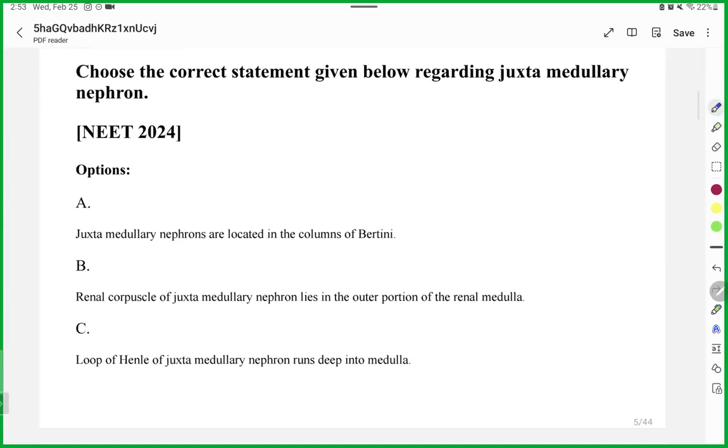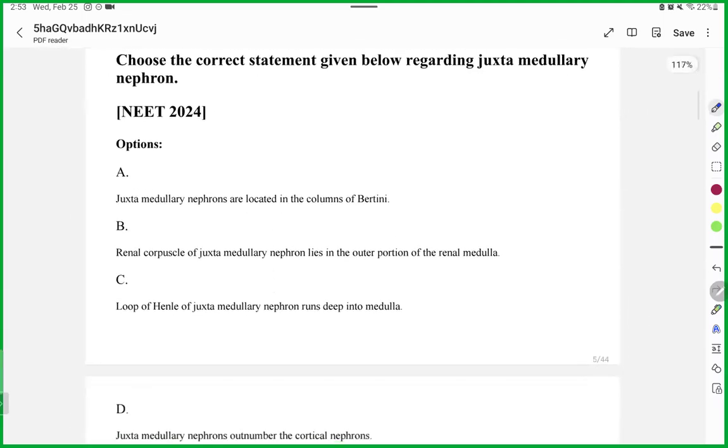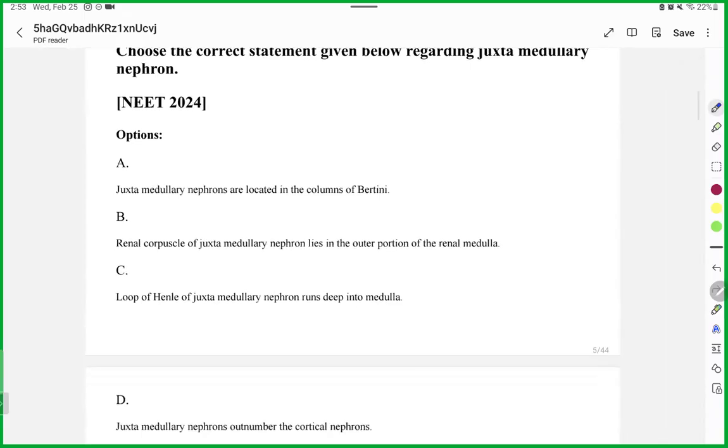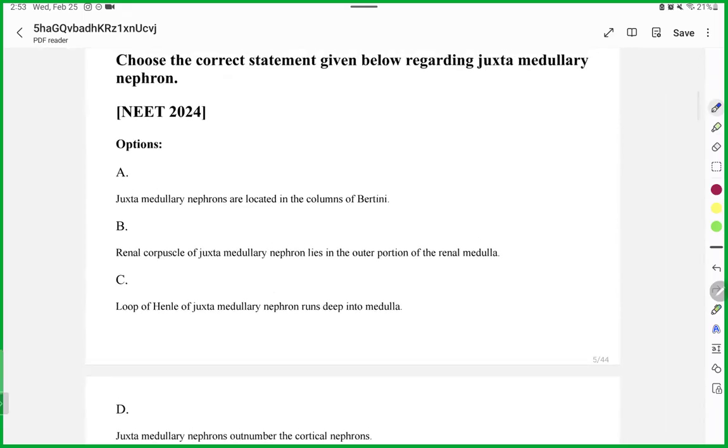Sania is not there. Barinder. Yes, sir. Juxtamedullary nephron: located in the column of Bertini. Renal corpuscle of juxtamedullary nephron lies in the outer part of the medulla. Loop of Henle of juxtamedullary nephron goes deep into the medulla. And juxtamedullary nephrons outnumber the cortical nephrons.